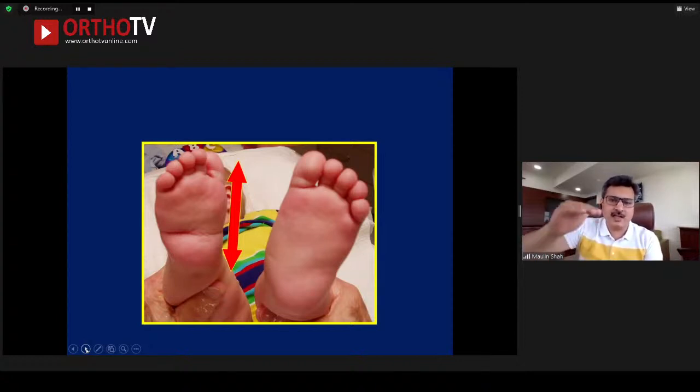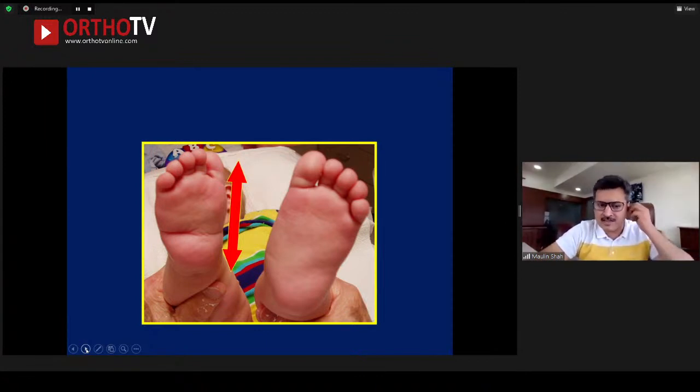And because of the tenting and forefoot equinus, the foot apparently looks pretty small. So the abnormality in the foot size or the sole size can also raise the suspicion that this child is having a complex foot on the other side.